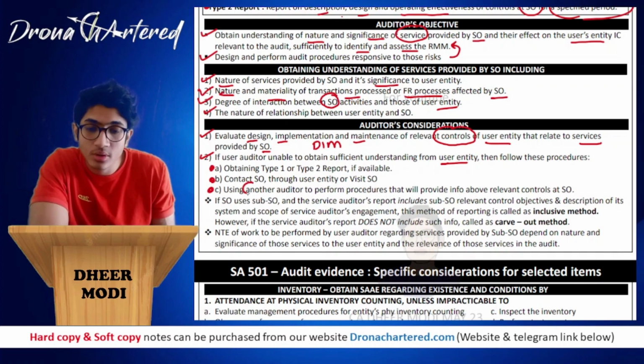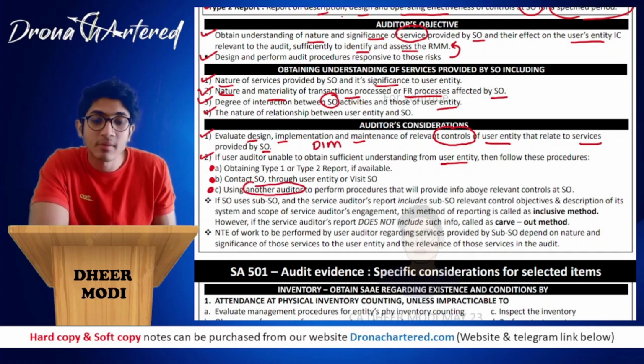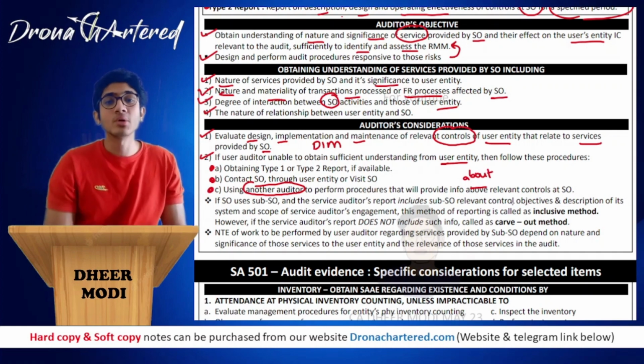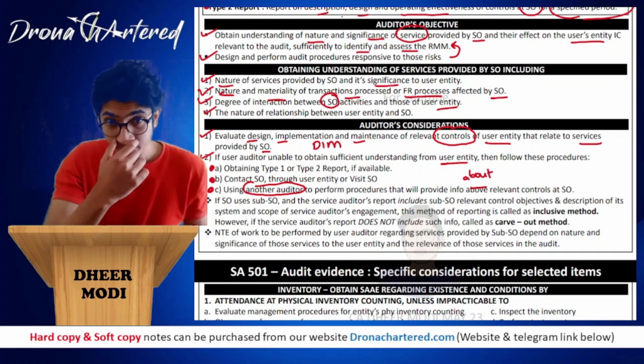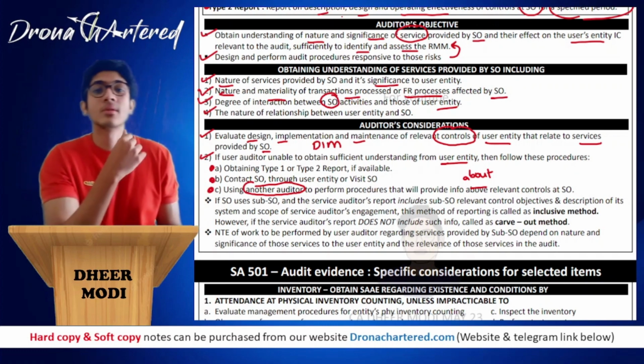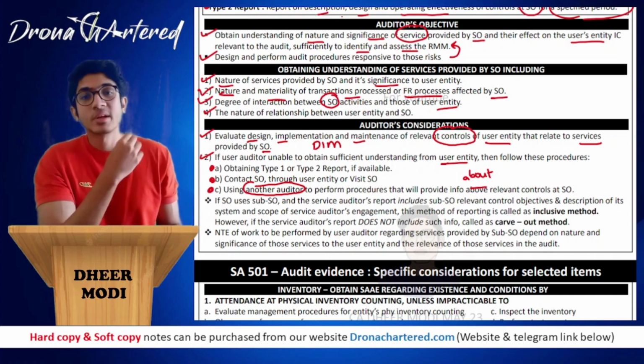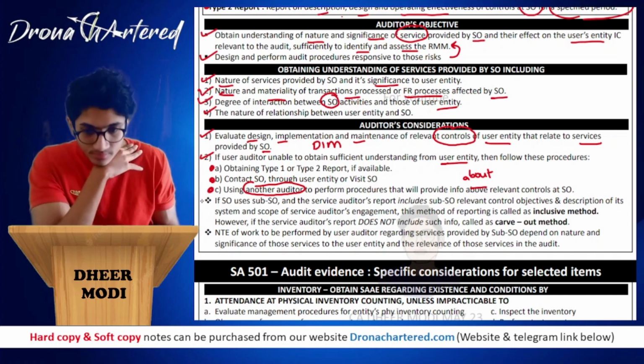Who is your another auditor? This will be your service auditor, to perform procedures that will provide information about, this has to be about, okay, not above, about relevant controls at your service organization. So you will use the work of another auditor to provide information about the relevant controls at the service organization.